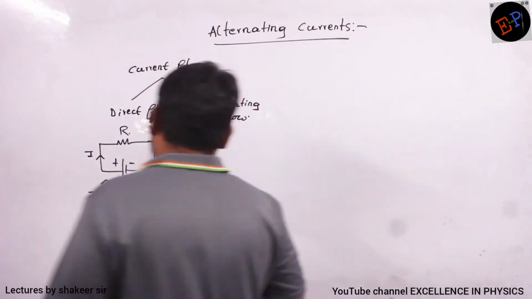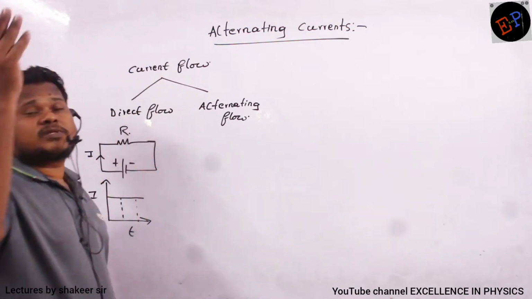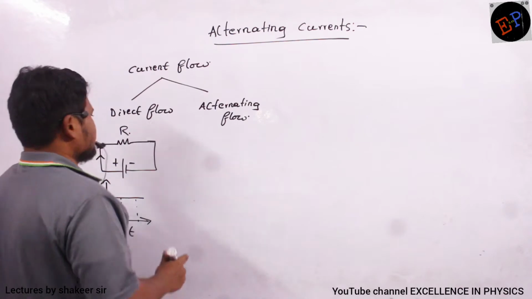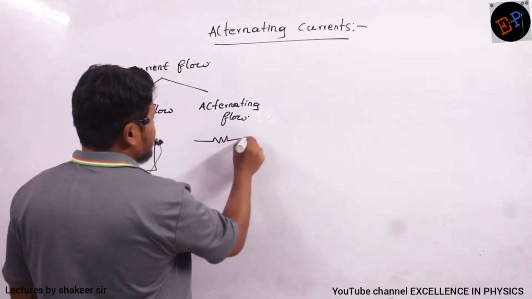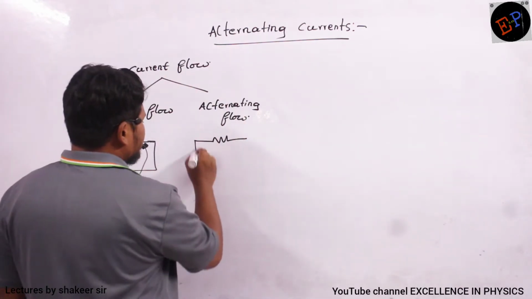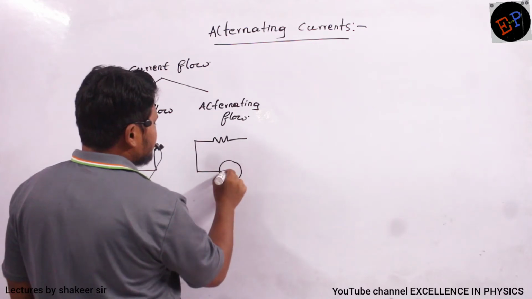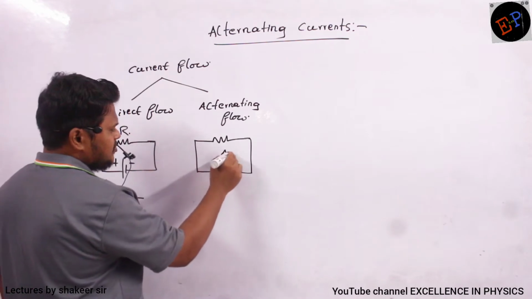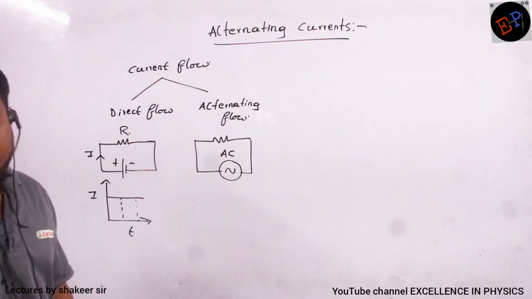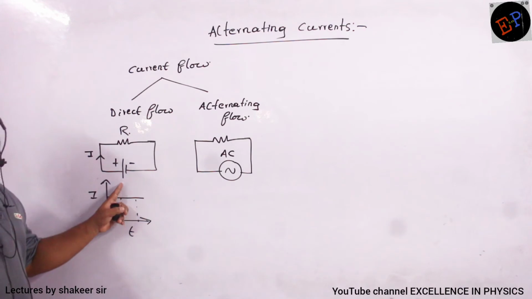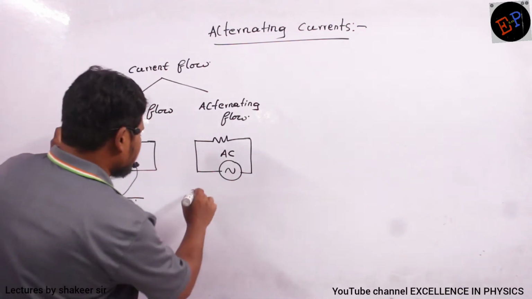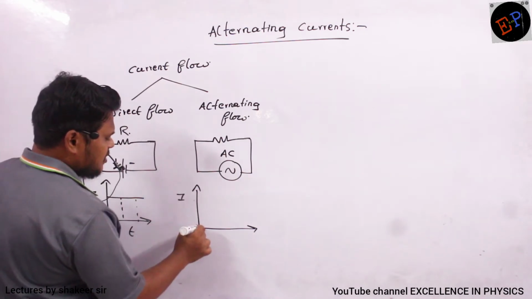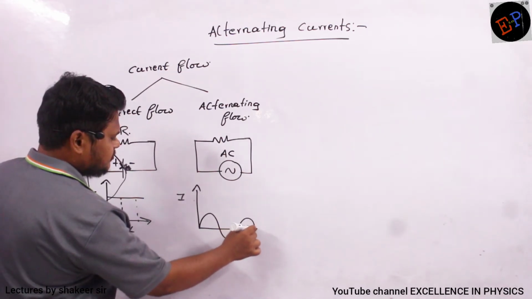Clear, ma? But the supply which we are getting to our houses is not DC. This is AC. Are you able to understand? So in the same resistor, a fan is a resistor, if I supply this kind of voltage, what is the symbol of this one? This is the AC symbol, alternating current. This is the DC symbol, direct current. Are you able to understand, ma? Then the magnitude and direction of current which I get, I will get this kind of current.